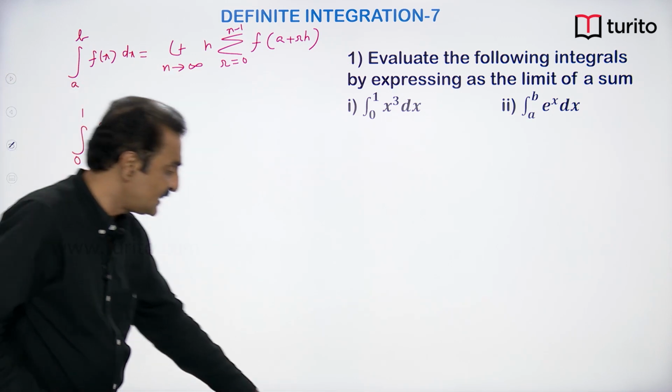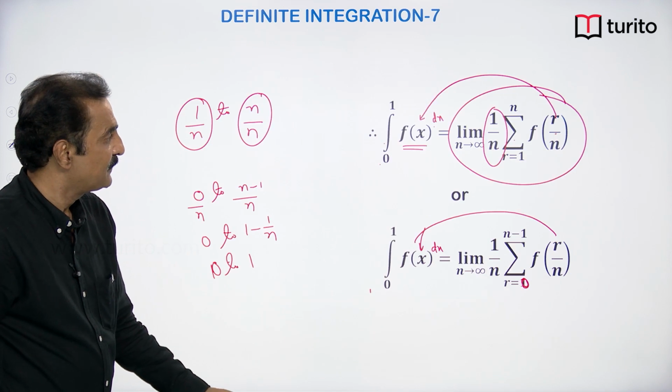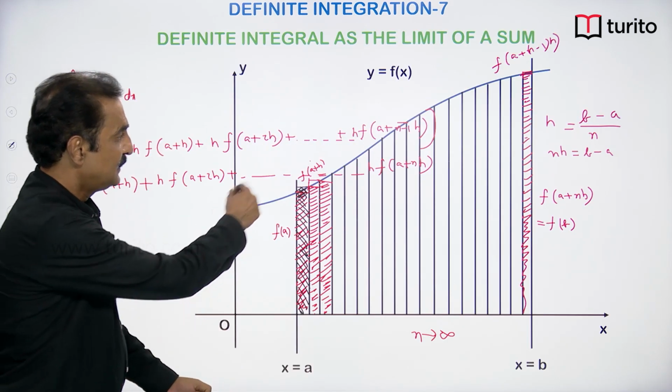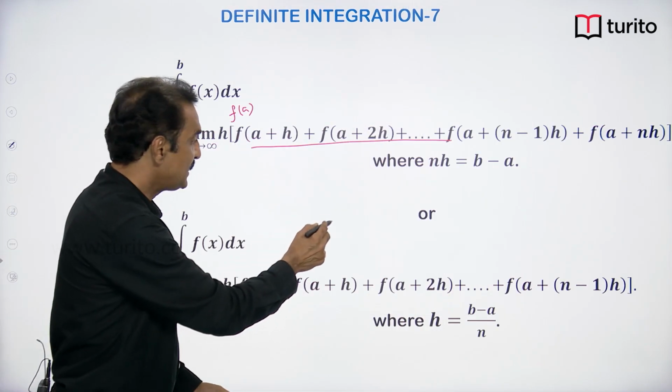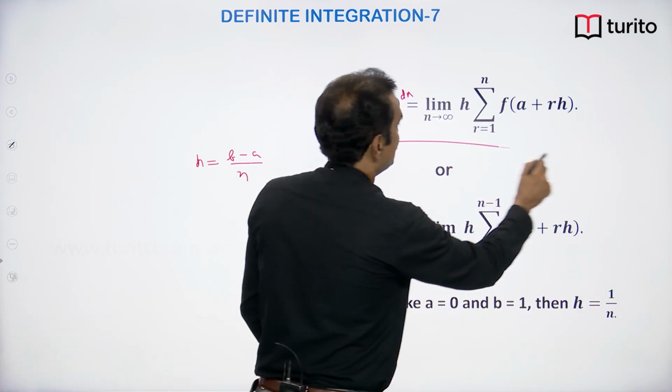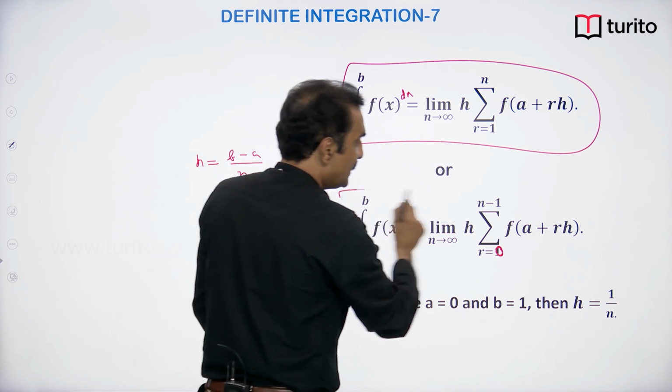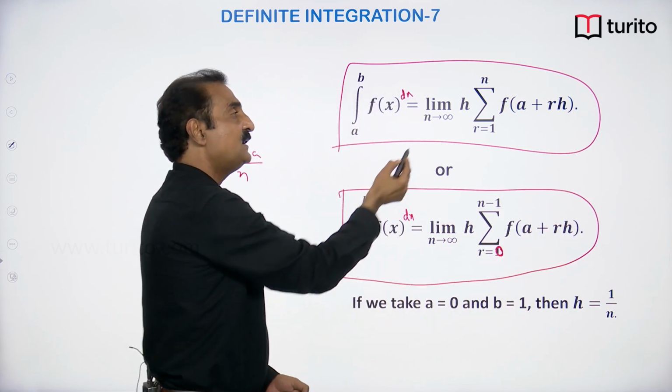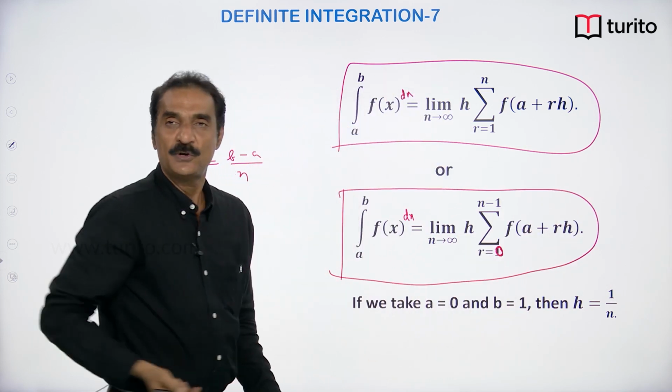This is the first result we have discussed today. See, using this summation, we got the definite integral as the sum like this. Either you can write like this or you can write like this. In both the cases, you can take 0 to n also.